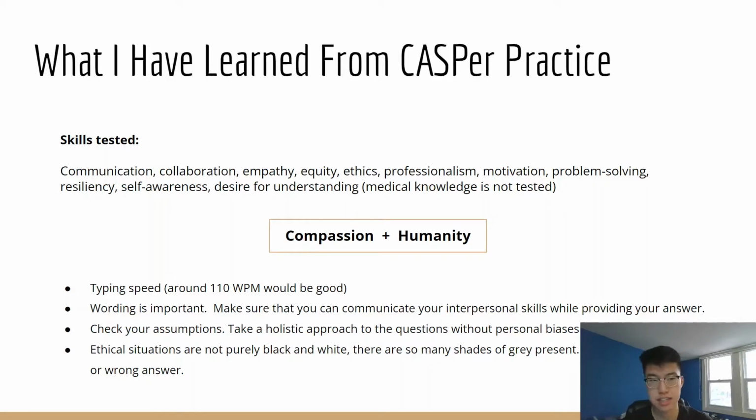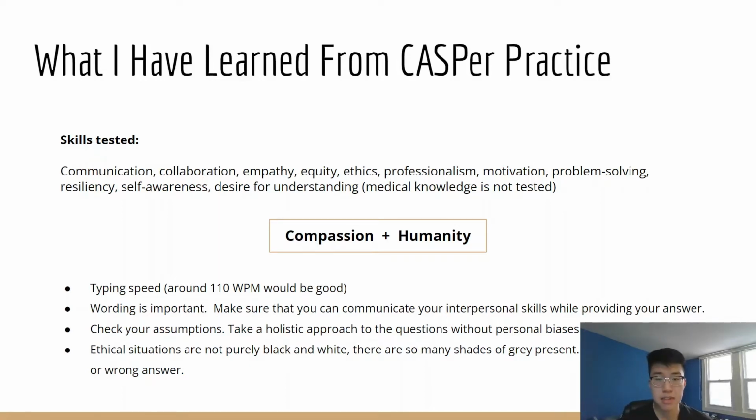So those are a lot of skills, but essentially these are key aspects that they're looking for in your answers. They're testing who you are, right? If they see that you are exhibiting good communication, collaboration, empathy, etc., then they're going to be able to say that you are a good person and you're able to become a good physician because you can empathize with others, etc.